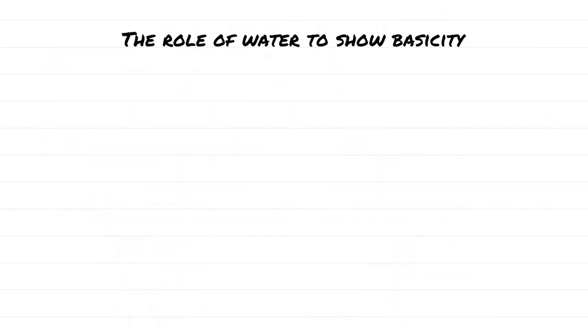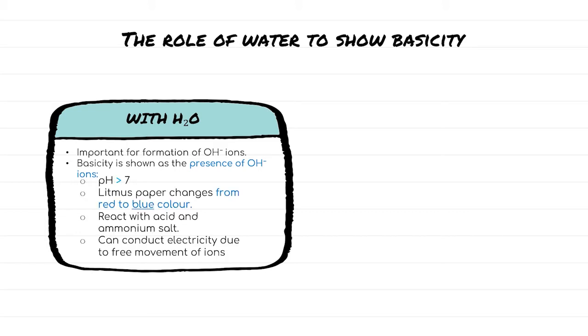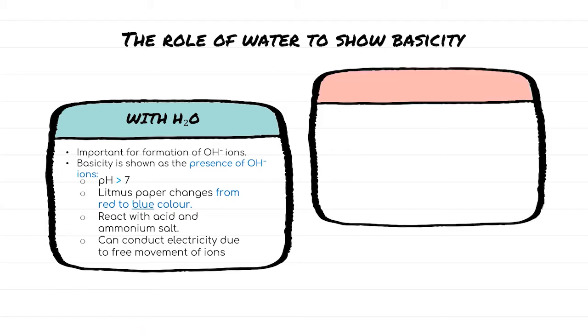So we are going to look at the role of water in showing basicity. What happens when a base is dissolved in water? It is important for the formation of hydroxide ion. When dissolved in water, the basicity is shown by the presence of hydroxide ion, which can be seen from the pH. When the pH is greater than 7, the litmus paper changes from red to blue, and then the base can react with acid and ammonium salt, and it can conduct electricity due to free movement of ions.